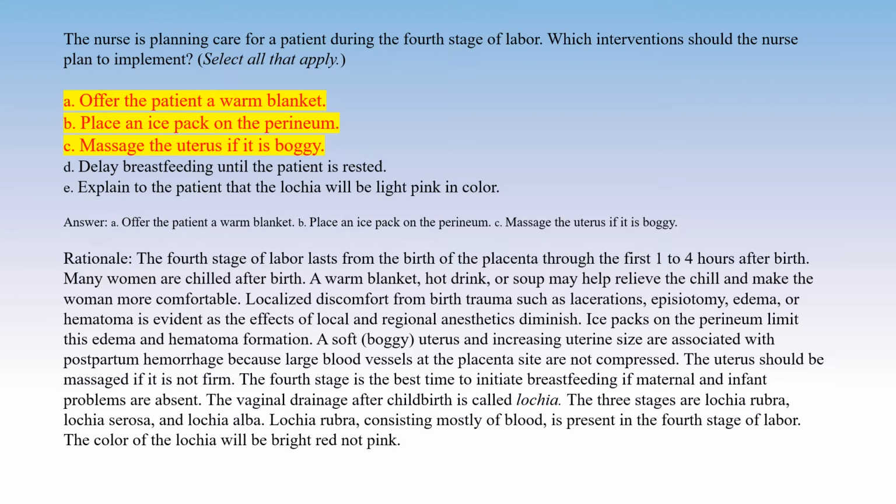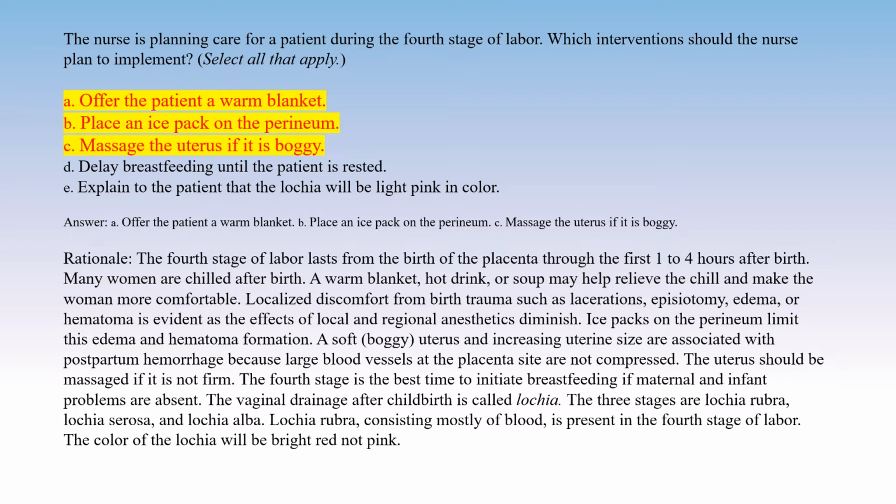Localized discomfort from birth trauma such as lacerations, episiotomy, edema, or hematoma is evident as the effects of local and regional anesthetics diminish. Ice packs on the perineum limit this edema and hematoma formation. A soft, boggy uterus and increasing uterine size are associated with postpartum hemorrhage because large blood vessels at the placenta site are not compressed. The uterus should be massaged if it is not firm. The fourth stage is the best time to initiate breastfeeding if maternal and infant problems are absent.